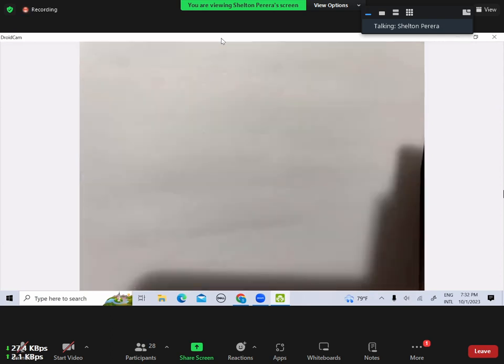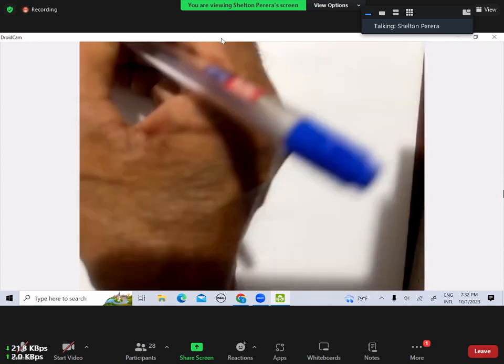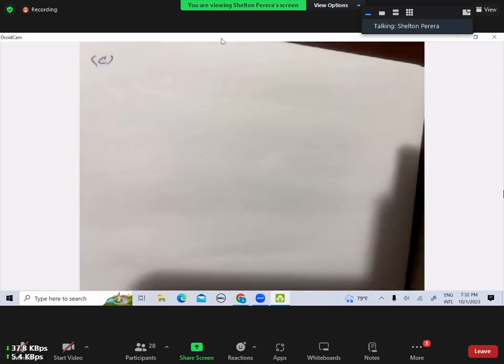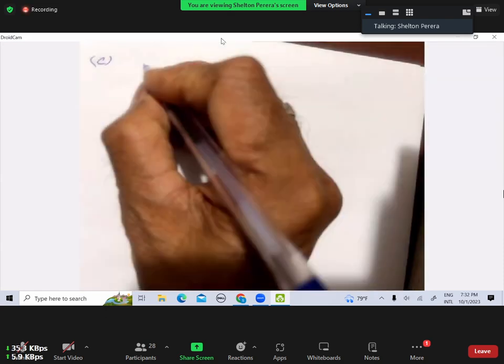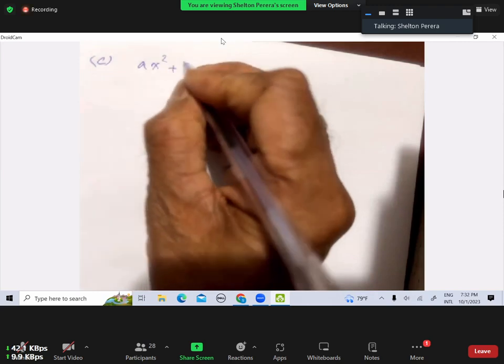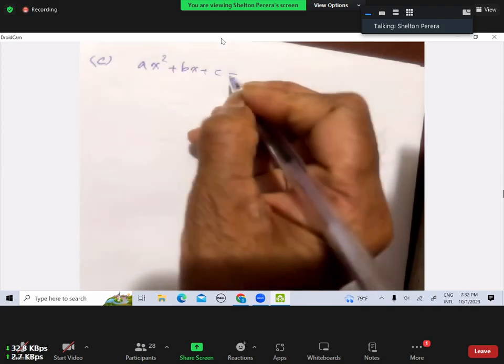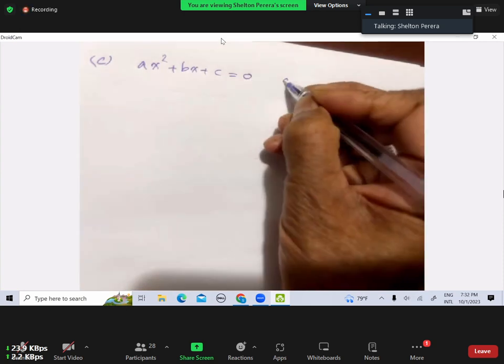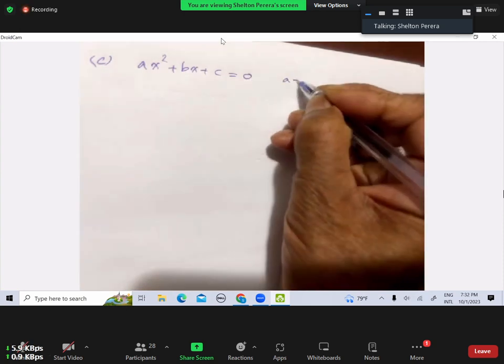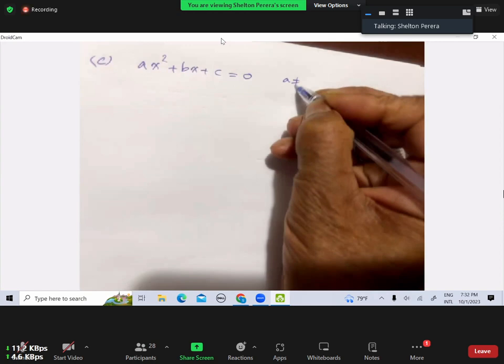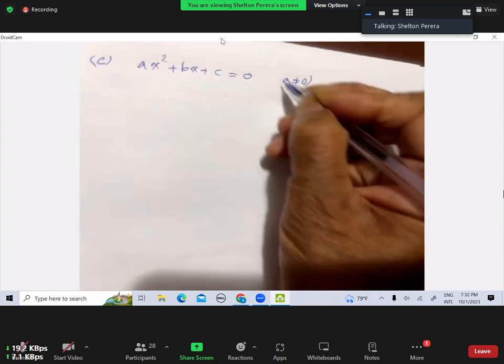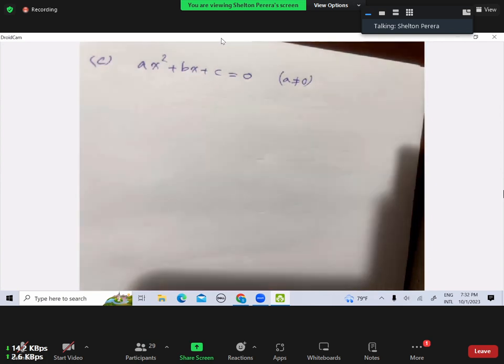Now we go to part C of question number 1. Use of the quadratic formula. What is the quadratic formula? Ax squared plus bx plus c equal to 0, where A is not 0, and A, B, C are all real numbers, real constants. Okay.